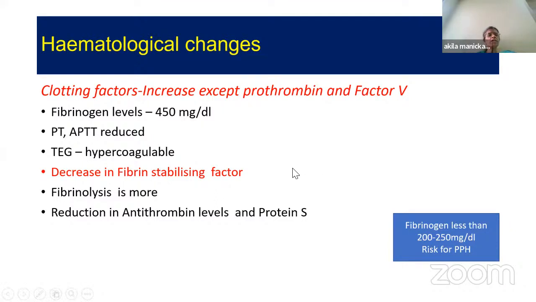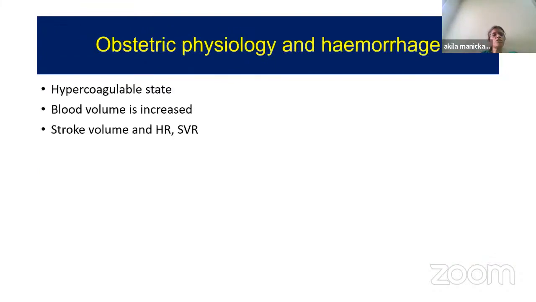So once hemorrhage sets in, there is activated fibrinolysis. This is the reason you have to give tranexamic acid as the first drug of choice in any patient with postpartum hemorrhage. And your target level for fibrinogen, in a case of massive hemorrhage, should be around 200 to 250 milligrams per deciliter, unlike 150 milligrams in any other normal patient. When you look at obstetric physiology, as I told you, it's a hypercoagulable state. Blood volume is increased.